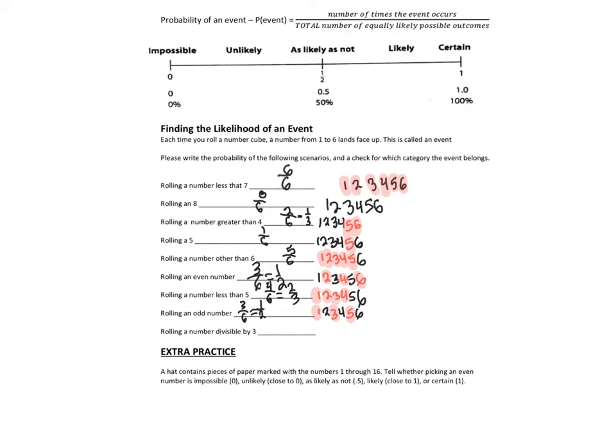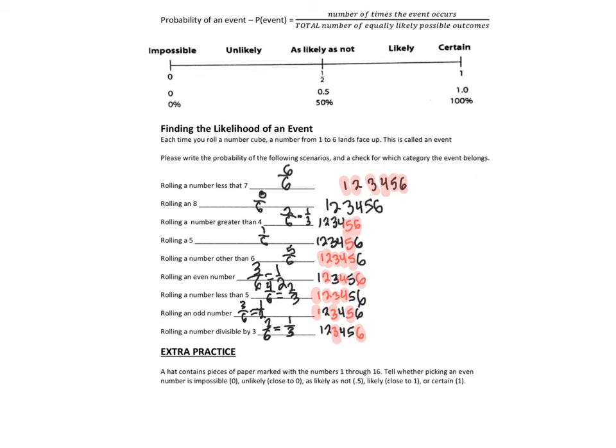And my last one, rolling a number that is divisible by 3. So we have to ask which numbers can be divided easily by 3. 1 cannot, 2 cannot, 3 divided by 3 is 1, so that's an easy one. 4 cannot, 5 cannot, 6 divided by 3 is 2, so that's a good one. So we get 2 out of 6, which reduces down to 1/3.